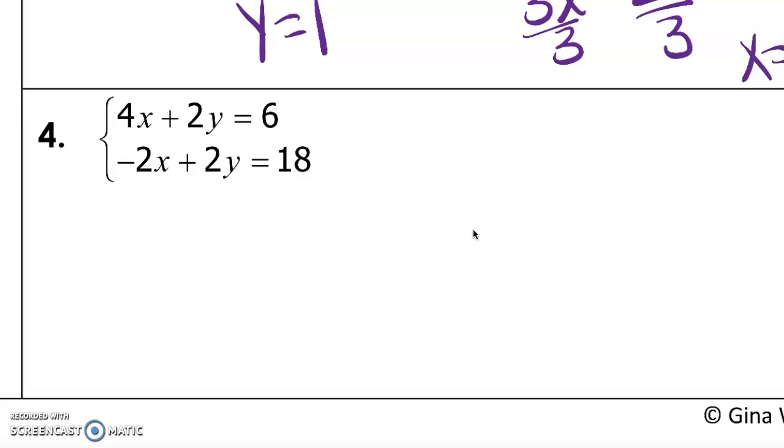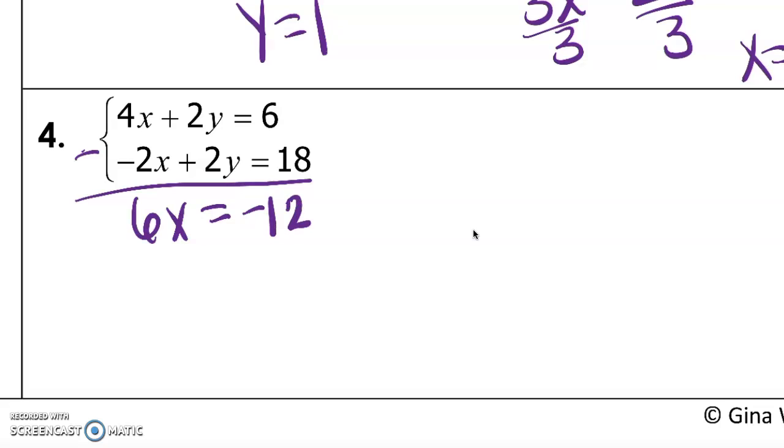Number 4, they're already lined up, and you can see the two y's match exactly. Plus 2y means those are the exact same. So again, we need to subtract. 4 minus negative 2 really means 4 plus 2, so 6x. The two y's we just said cancel out. 6 minus 18 gives us negative 12. Make sure you go in the order from the top down, 6 minus 18. Divide by 6, and x equals negative 2.